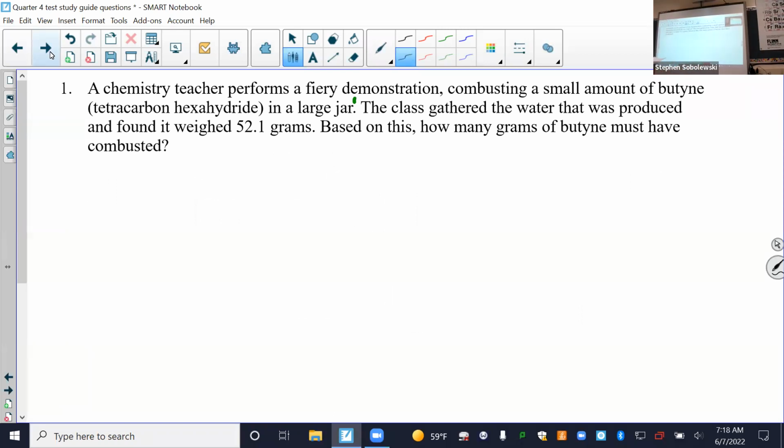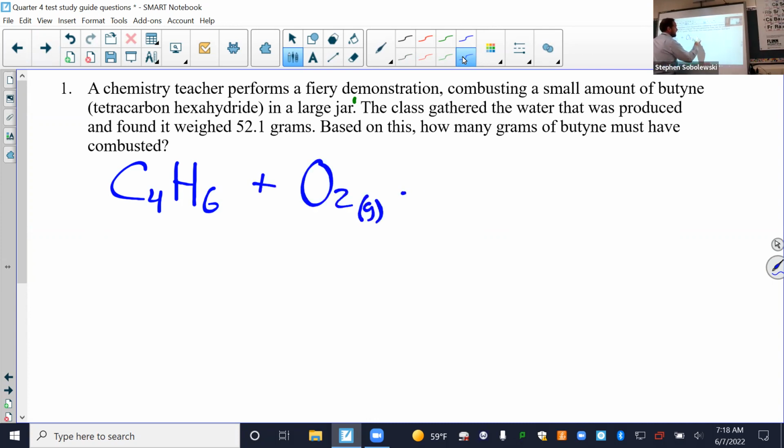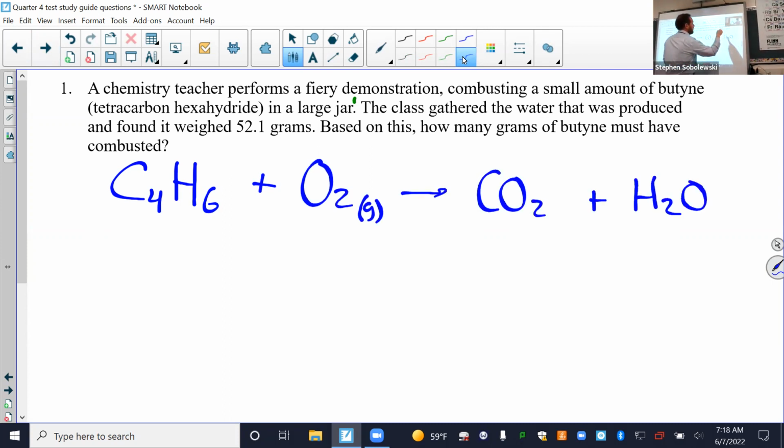So a chemistry teacher performs a fiery demonstration combusting a small amount of butane, which is tetracarbon hexahydride. Tetra is 4, C4. Hexa is 6, H6. Combusting a small amount of this. Now in a combustion reaction, you're always going to have plus O2 gas yielding CO2 plus H2O.